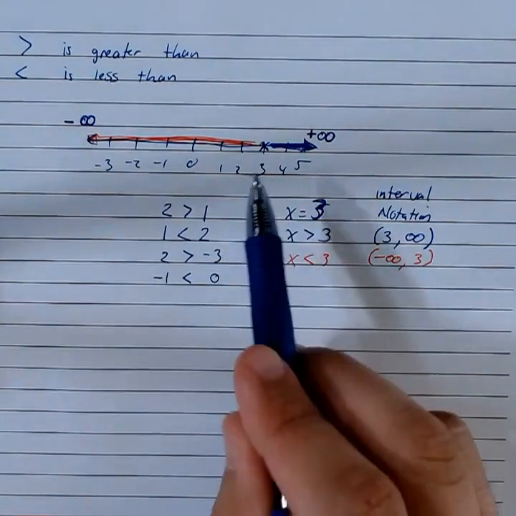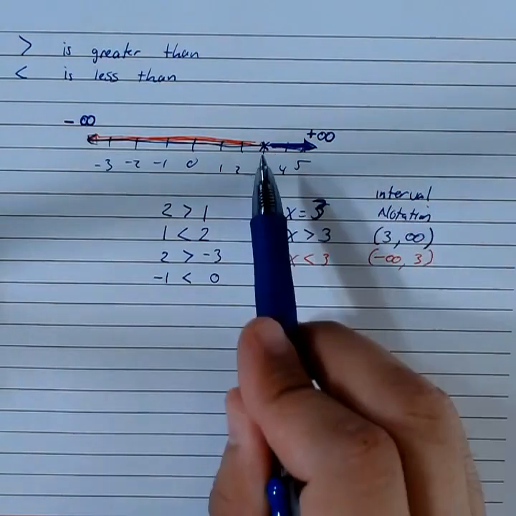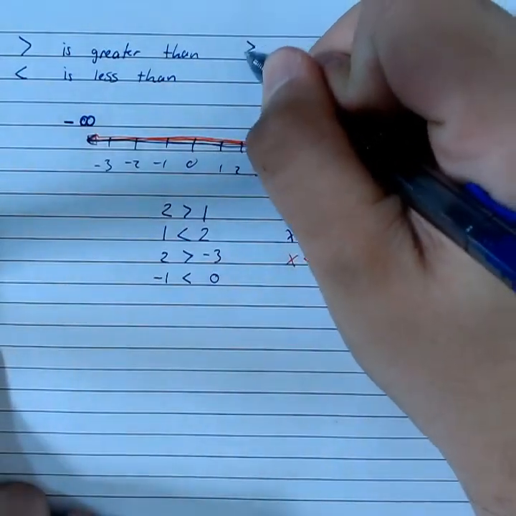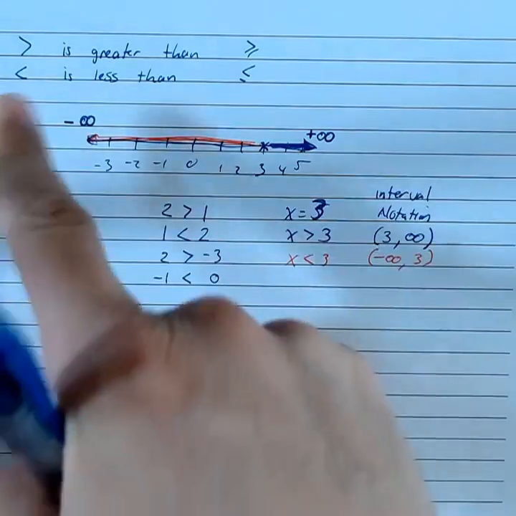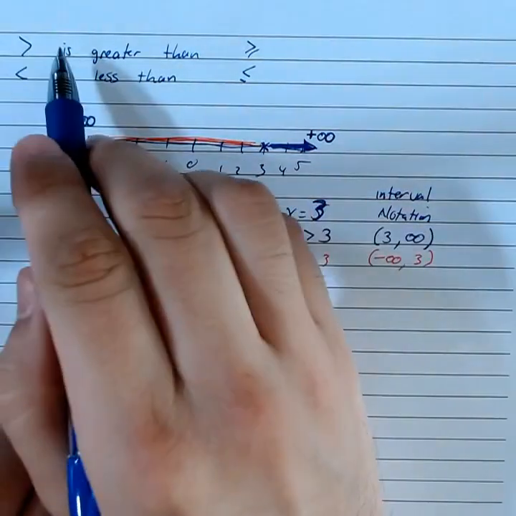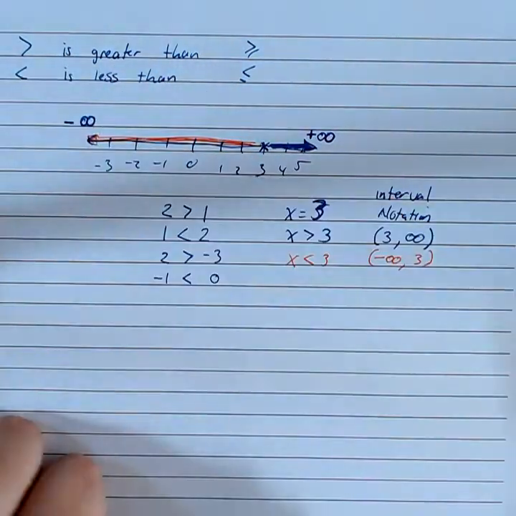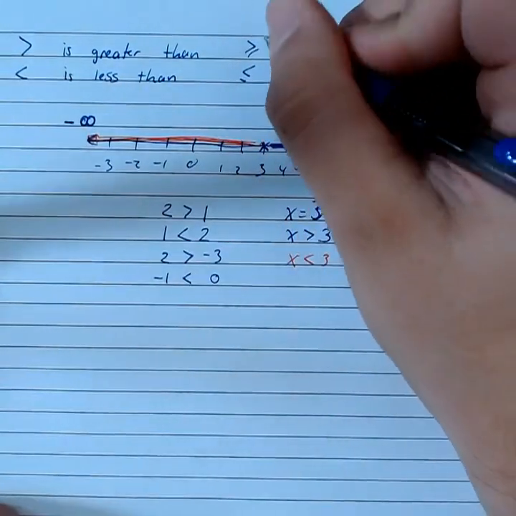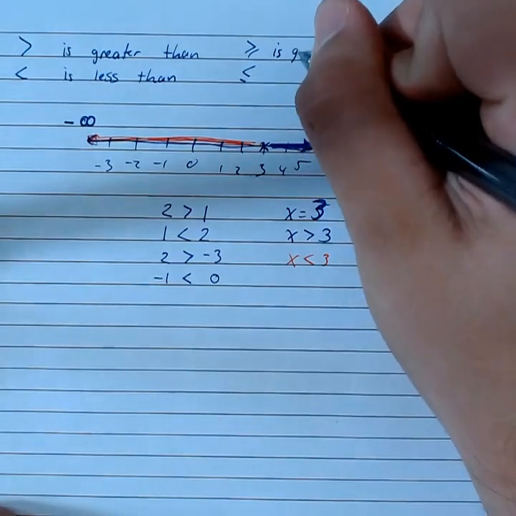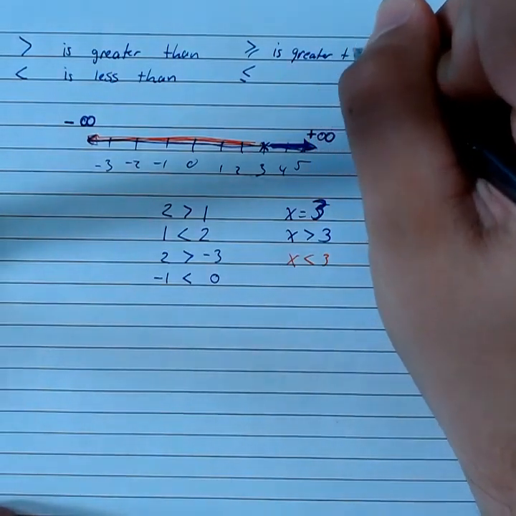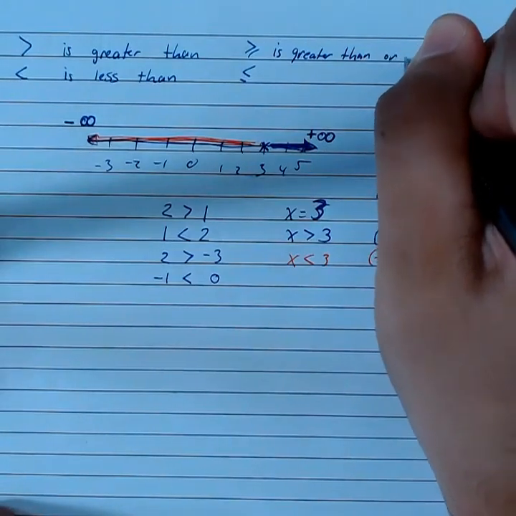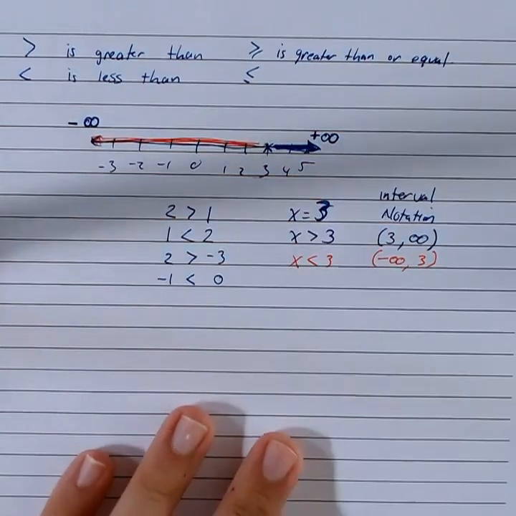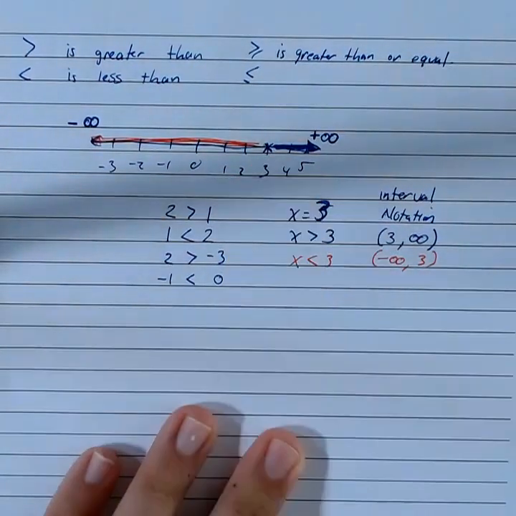Well, what if I need to? What if I said I want all the numbers that are greater than 3, but I also want to include the number 3? Well, that brings us to the other symbols, which are very closely related to the ones we already have. This one is read as is greater than. This one is almost exactly the same, but that extra line, this is read as is greater than or equal. And all this does is it includes the number on the end of the interval.